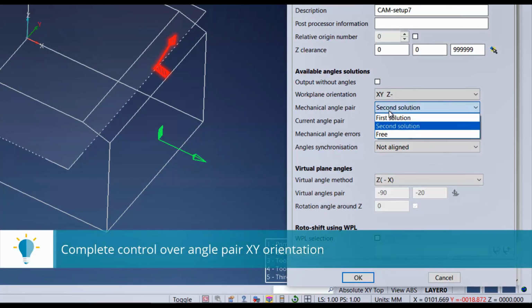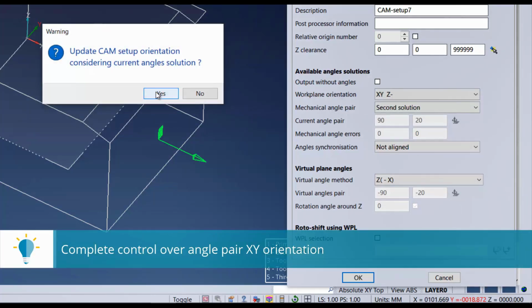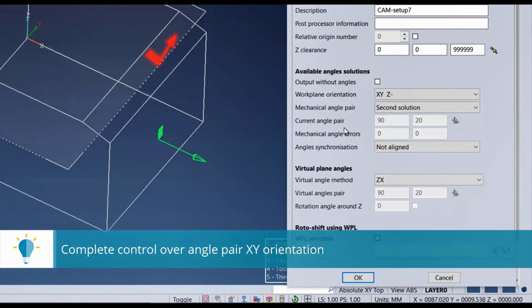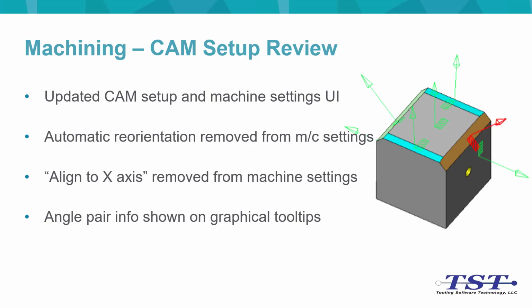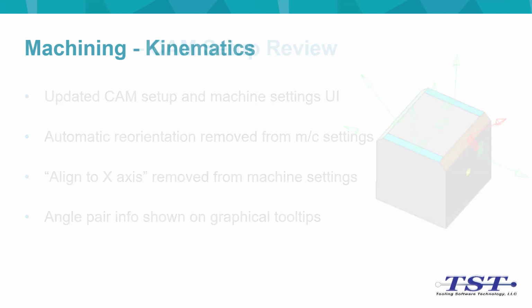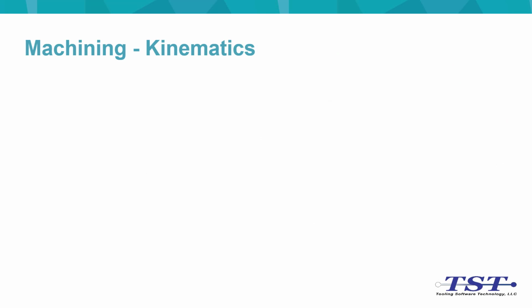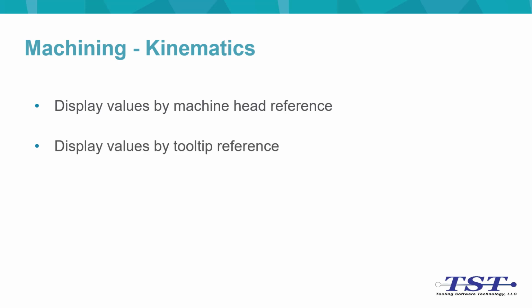Complete control over the XY orientation. So meaning if we have a 45 one way and a 45 the other way, we can go to not aligned and make that all in the same orientation or different. It allows us a lot of control and really simplifies, and we know when we need to update. Really helps out. For kinematics, we'll be able to display values by machine head reference, display values by tooltip reference.